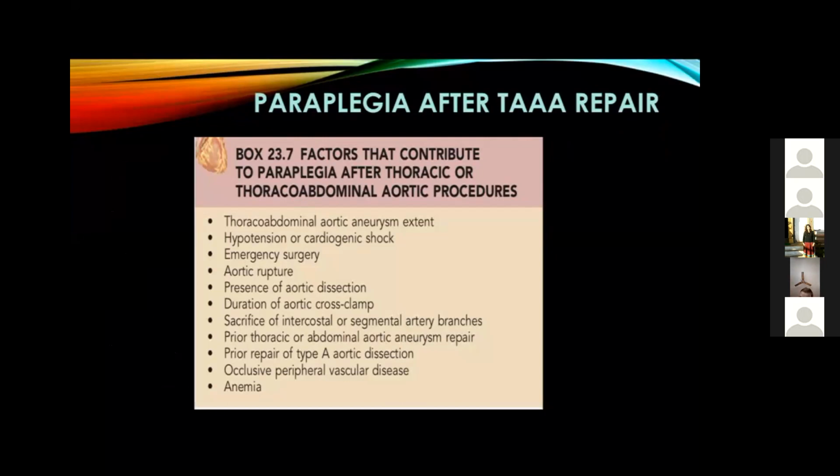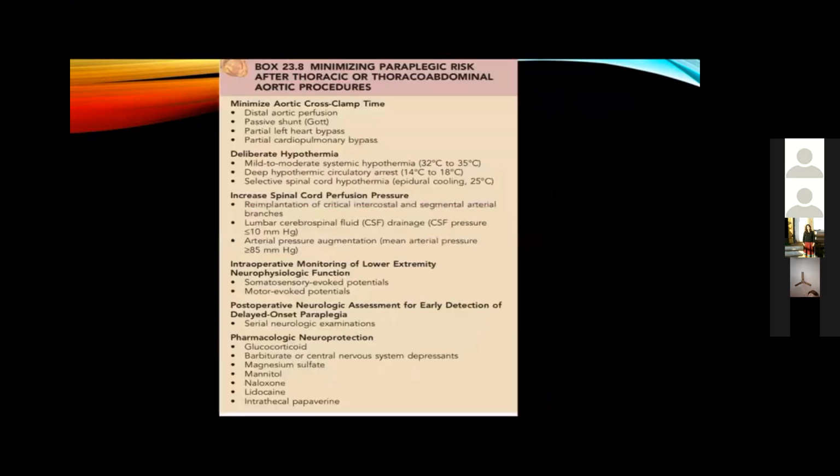aneurysm extent, hypotension or cardiogenic shock before operation, emergency surgery, aortic rupture, presence of aortic dissection, duration of the aortic cross-clamp time. Obviously, more cross-clamp time, more ischemia to the spinal cord, and the chance of paraplegia is more. Sacrifice of the intercostal or segmental artery branches, prior thoracic or abdominal aortic aneurysm repair, prior repair of the type A aortic dissection, occlusive peripheral vascular disease, and anemia.